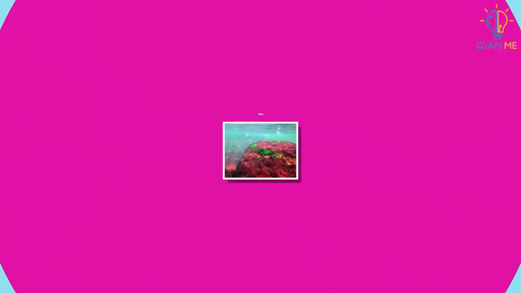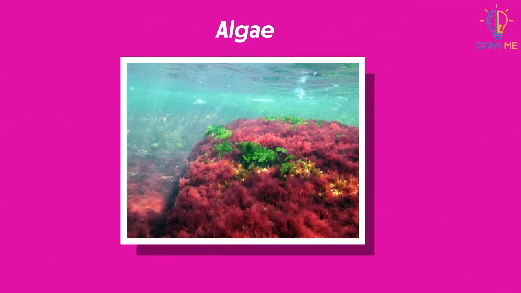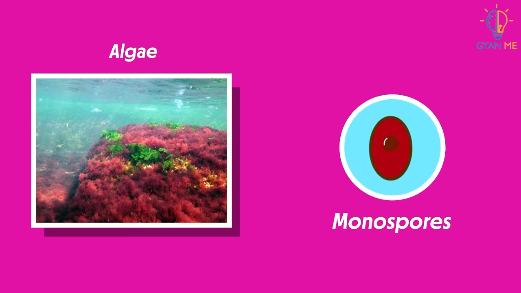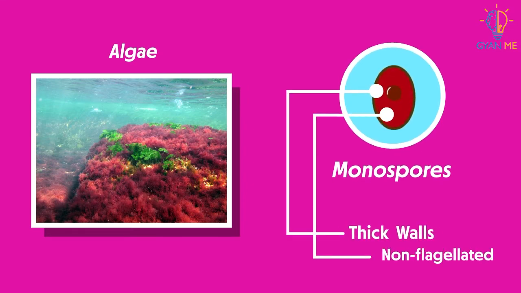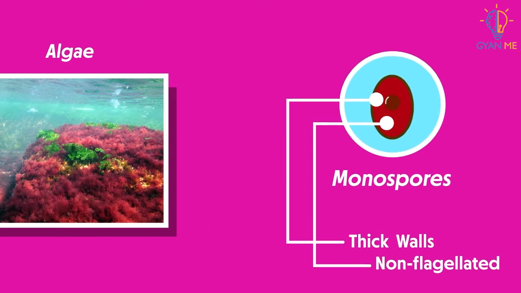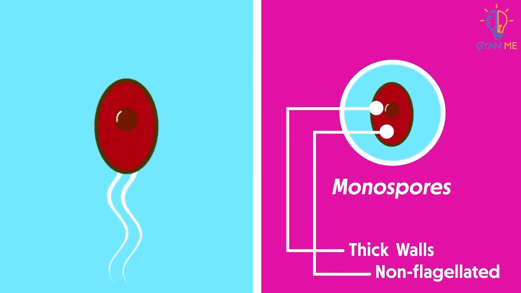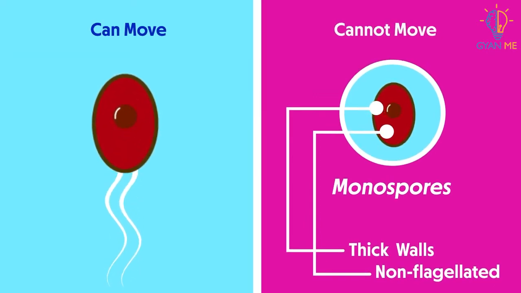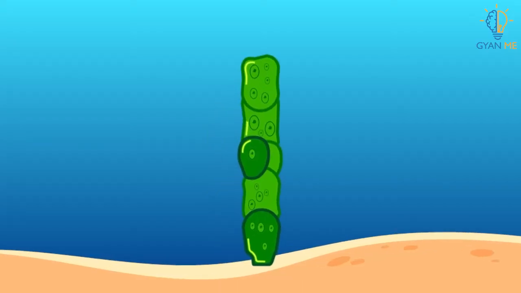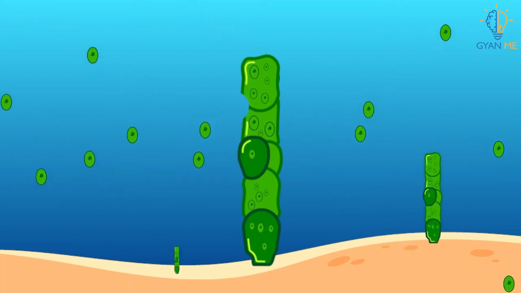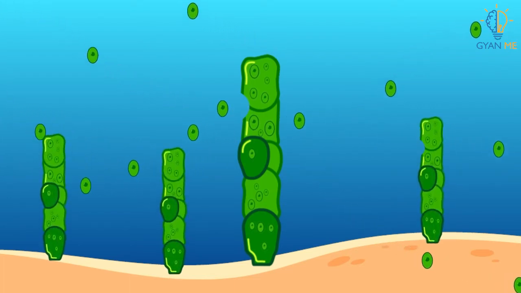Similarly, many larger algae produce a large number of monospores. For example, this red algae species. These spores have thick walls and are non-flagellated spherical cells. That is, they cannot move since they don't have flagella. They are released and carried by water currents and form a new organism upon germination.